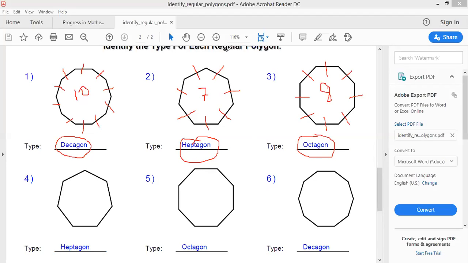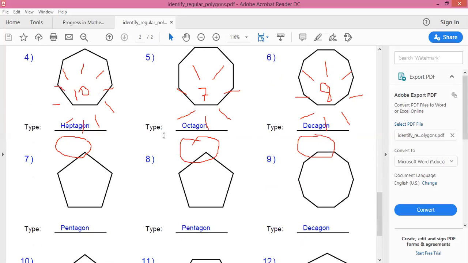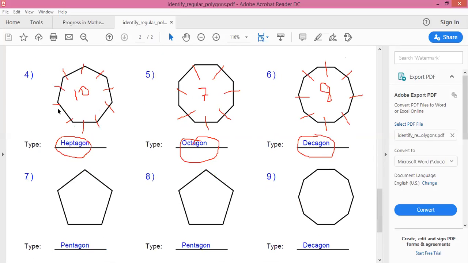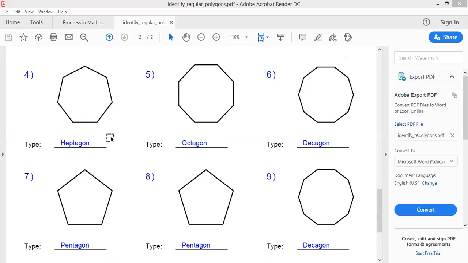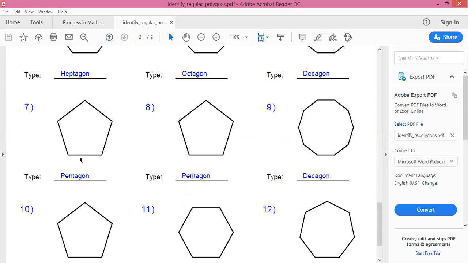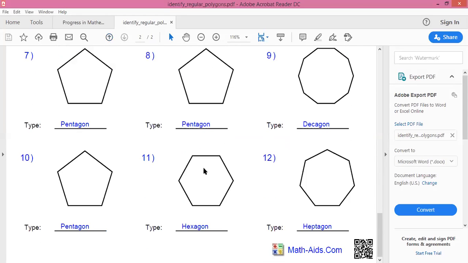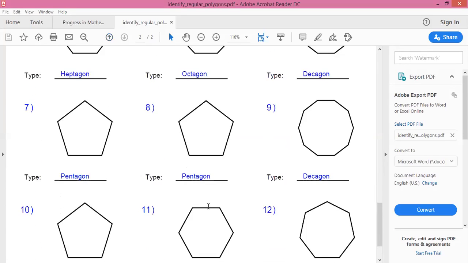Just a minute, Muhammad. Let me scroll it down. Look at there. With 5 sides, we call it a pentagon. And here with 6 sides, we call it a hexagon.